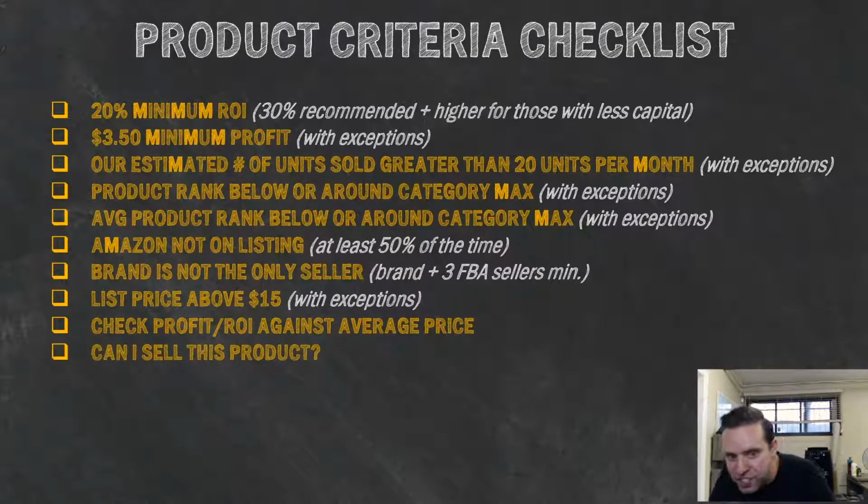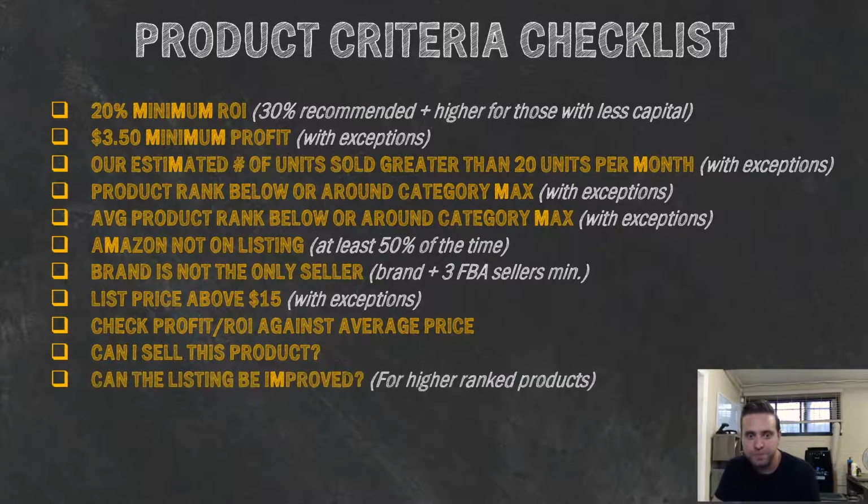Of course, next, can I sell this product? That is something we always need to know before we spend a lot of time researching some stuff. Can the listing be improved? These are for those higher ranked products. So I spoke about the maximum limits for ranks in particular categories. You can go above that. And when we're looking at products that don't have the best ranks, can we improve them?